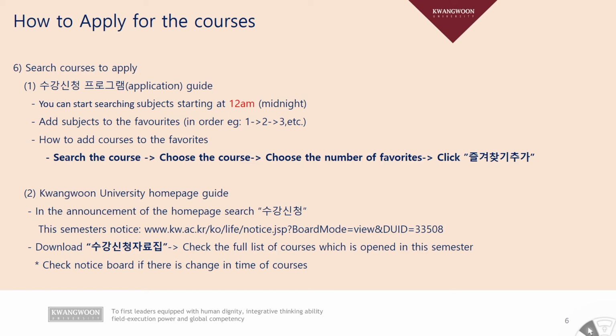How to add to the favorites? So first you need to search the name of the course, and then you need to choose the course, and then you need to choose the number of favorite, and then click 즐겨 찾기 추가.